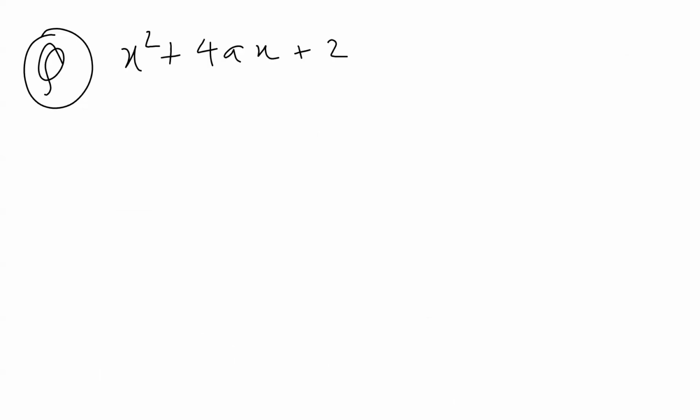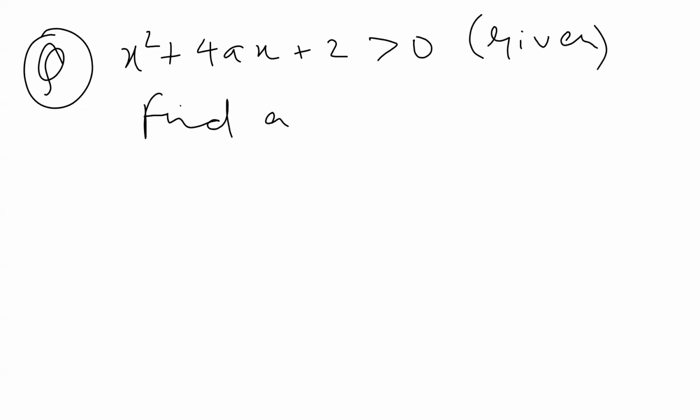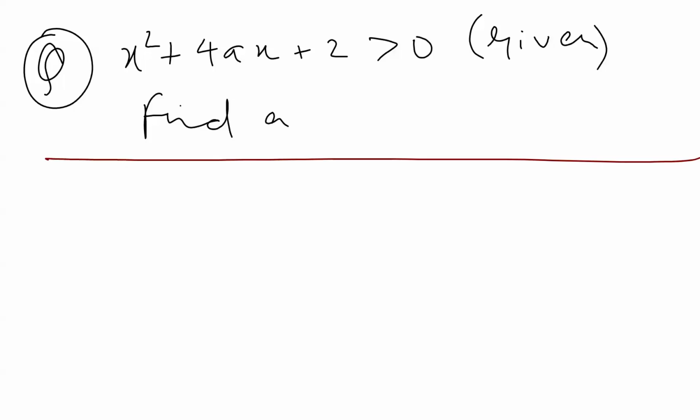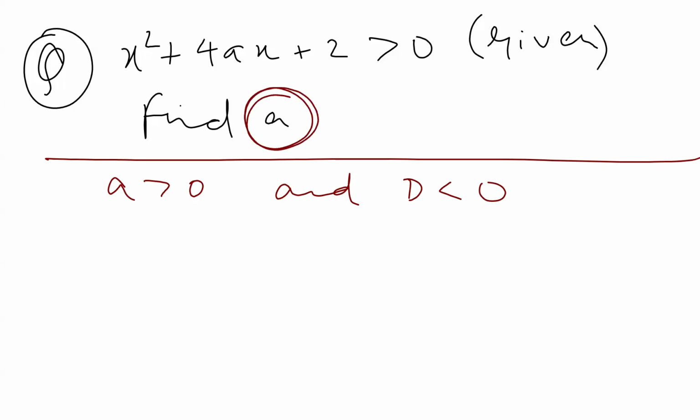One last question based on this. X square plus 4ax plus 2 is greater than 0, given. Find a. My first question to all of you. Should I use this note, a greater than 0 and d less than 0? Should I use this or not? This is a true note, but then should I use this or not? Yes, I will use this because we are finding out the value of the unknown constant. We are not finding out the value of x.